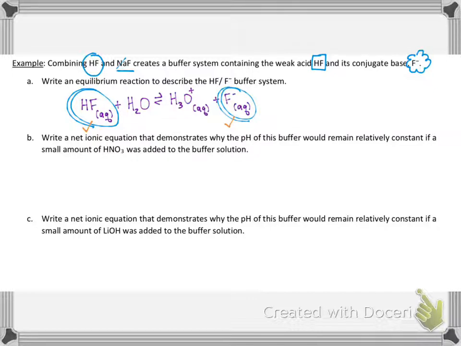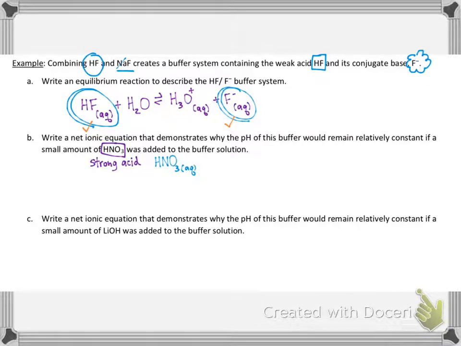It says, write a net ionic equation demonstrating why the pH of this buffer would remain relatively constant if a small amount of HNO3 was added to the buffer system. Well, HNO3 is a strong acid, and that is important. Before we write the net ionic, let's go ahead and just write out the actual equation that shows what happens to HNO3 if you put it in this buffer solution.